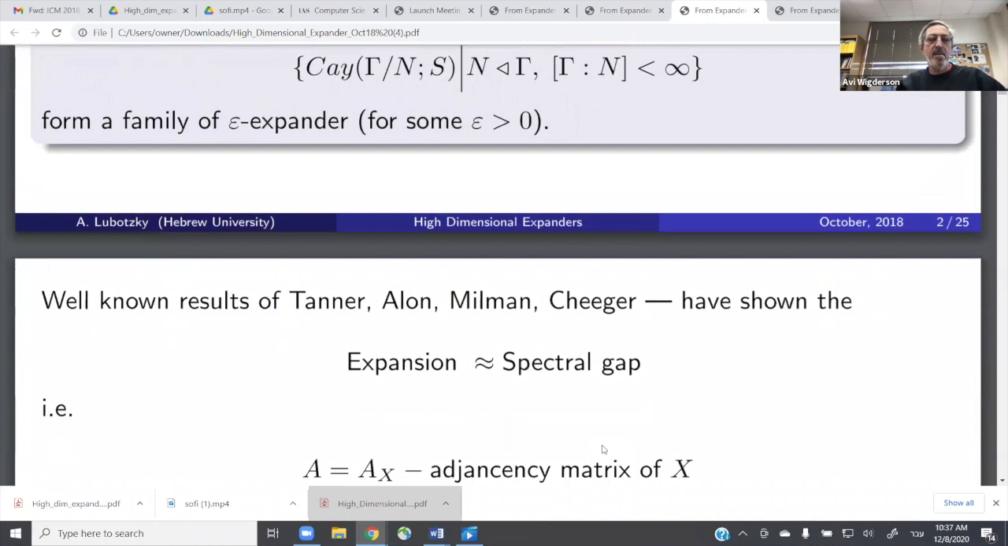If people are not happy with arbitrary normal subgroups, if you take, say, 3 by 3 matrices over the integers, then you can just take the quotients modulo N, modulo 2, 3, 5, up to SL_3 modulo 10 million, and all of these will be expanders with the same generating set.